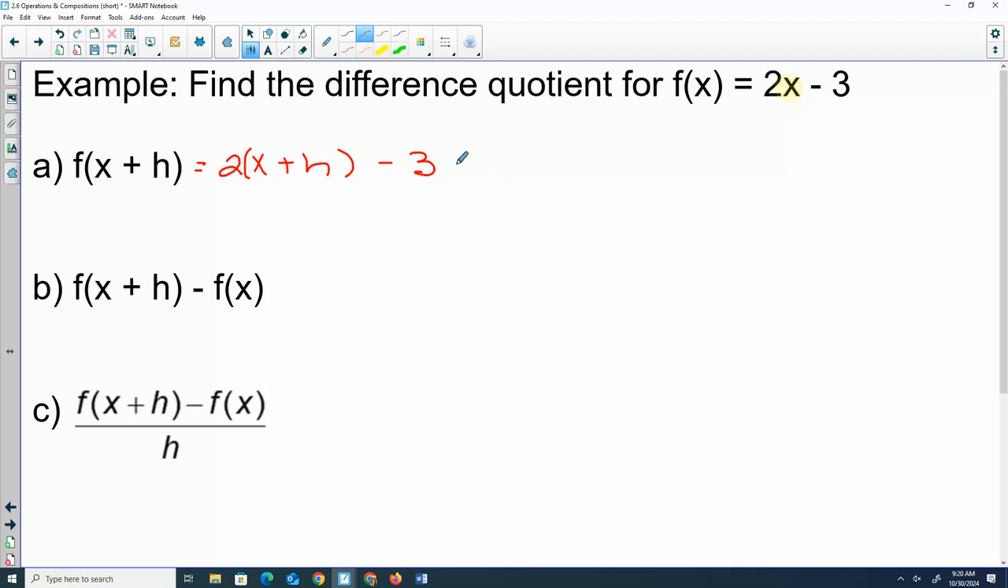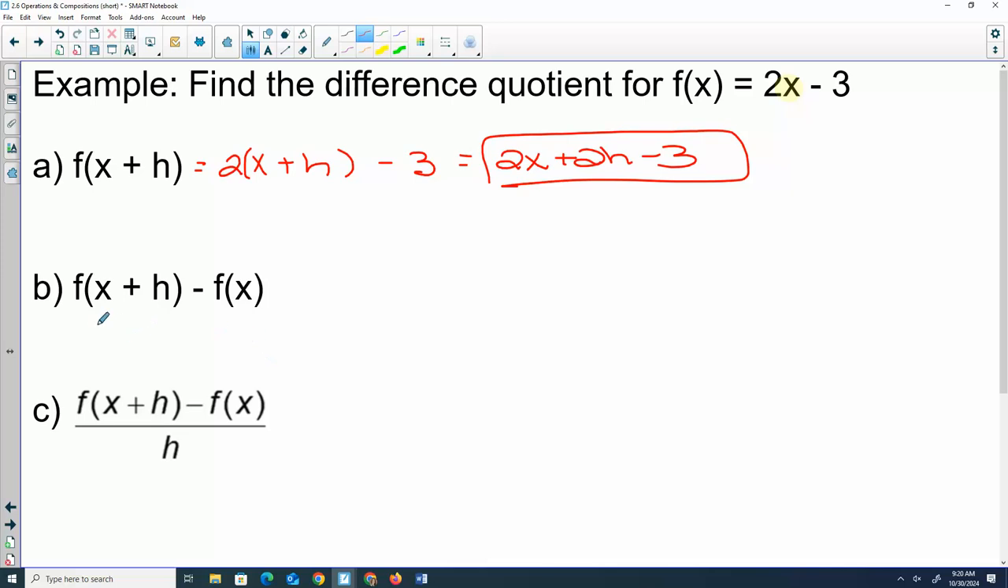What would you do at this point? Distribute the 2, so we get 2x plus 2h minus 3. Okay, that's all we can do. There's no like terms. We have x's and h's.